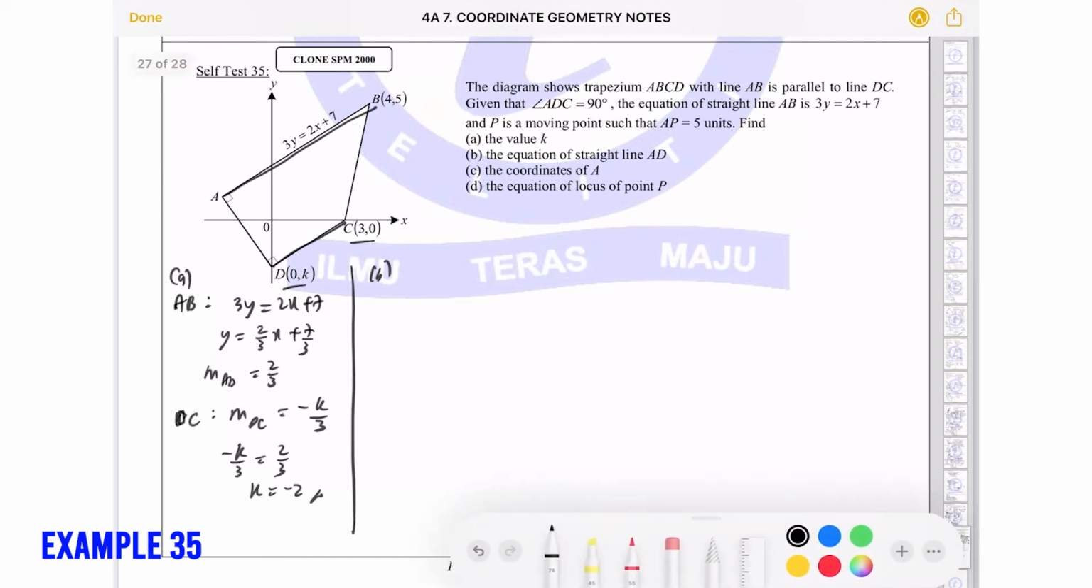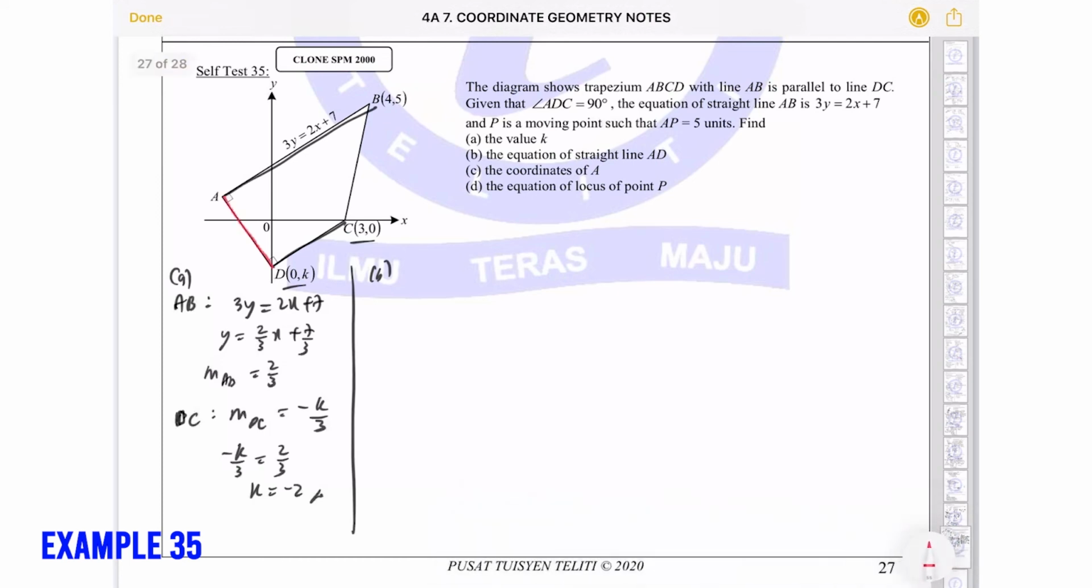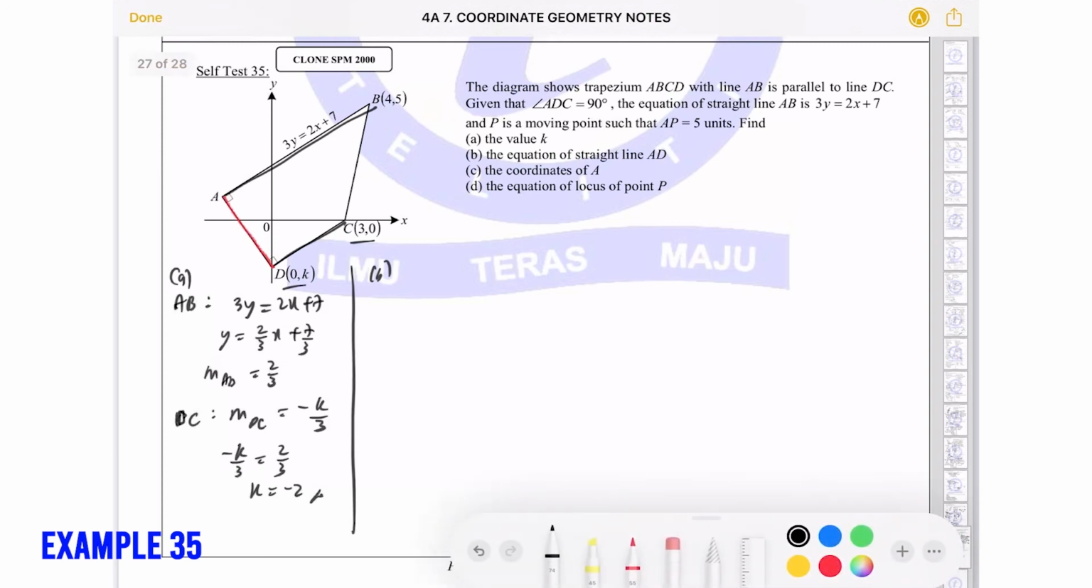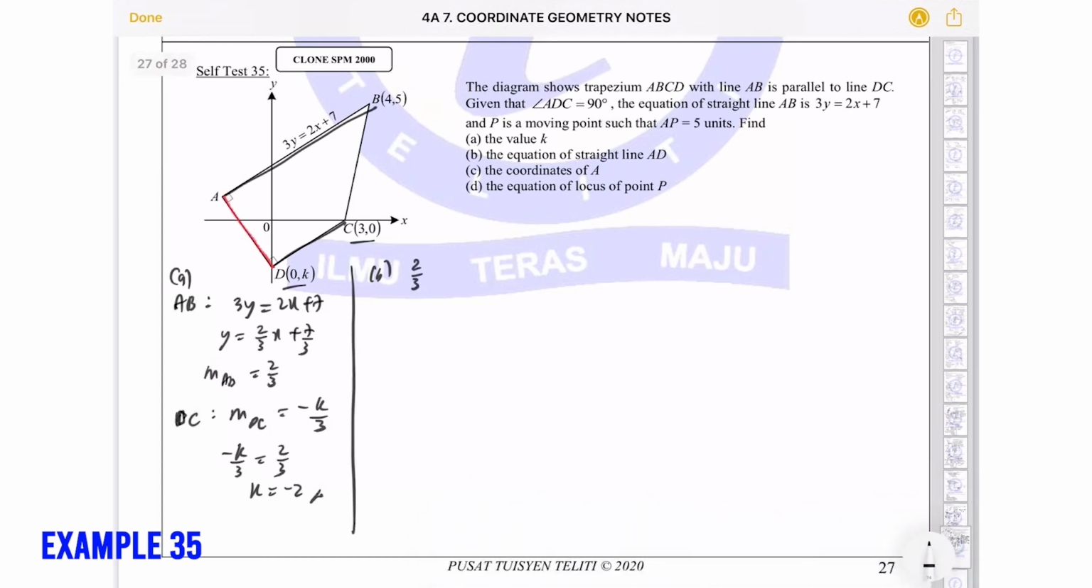Okay. Now, next, I want to find the equation of straight line AD. AD is perpendicular to either DC or AB. Yeah, they're perpendicular, both lines. So we need to find the gradient of AD first. We can use m1 times m2 equals negative 1. The gradient of AB is 2 over 3. Multiply with the gradient of AD, the result is negative 1. So the gradient of AD is negative 3 over 2. To find the equation of this straight line, you don't have to use y minus y1 equals m(x minus x1). Why? Because you know your y-intercept. Your k is negative 2, so your y-intercept is negative 2. So we can just say AD has the equation y equals mx plus c, that's y equals negative 3 over 2 x minus 2. That's your equation of AD.